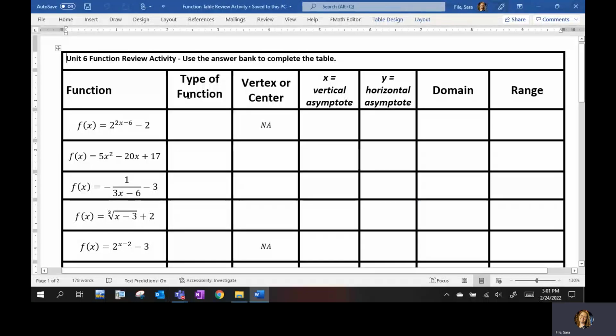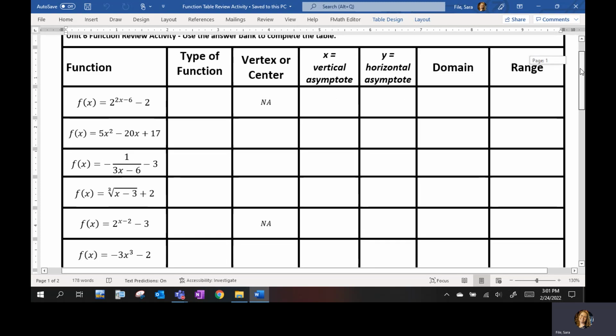All right, this is the video for the last page of the Unit 6 review, this table where we're filling in, identifying the type of function, where the vertex or center is, if there are asymptotes, where they are, and then the domain and range. And this is all algebraically. This is by hand without technology.